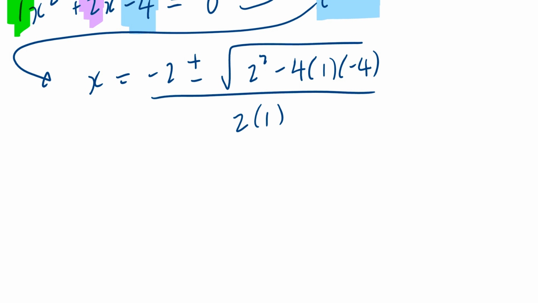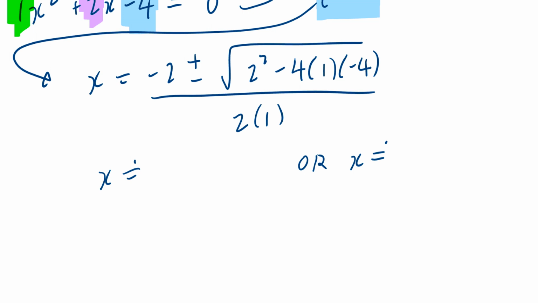So we will use the calculator. It is going to be an approximation. And I'm going to write it right here for you. So take your calculator. I'm taking mine. Let's work it out. So in the first case, I take negative 2 plus the square root of 4 plus 16. Divide that by 2.